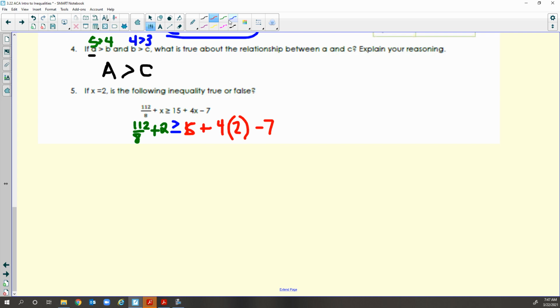So really the first thing I've got to do here is simplify my 112 over 8. I can make that into a prettier number for us. Okay, that's going to equal 14 when I simplify. So this side is going to be 14 plus 2 is greater than or equal to 15 plus 4 times 2 would be 8 minus 7.